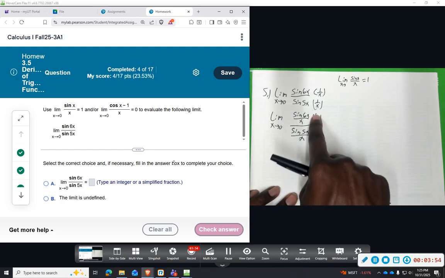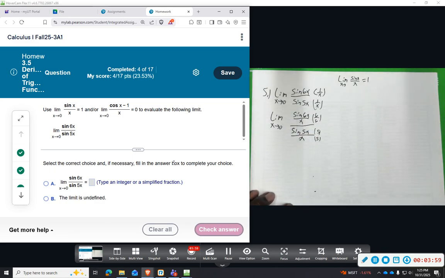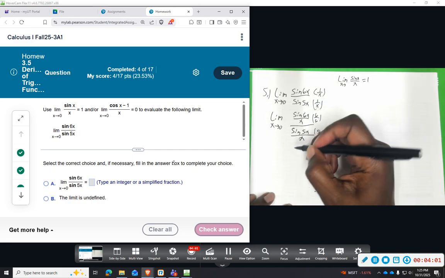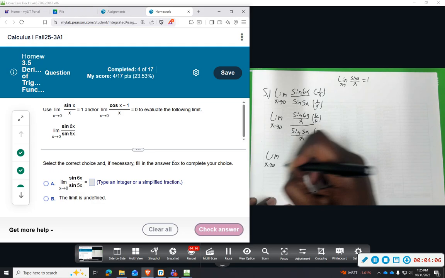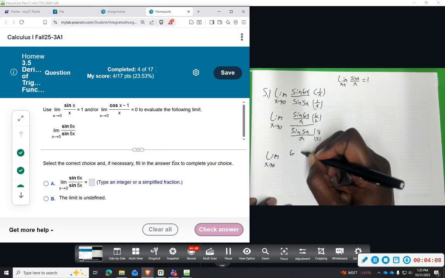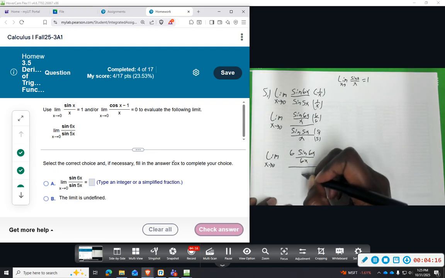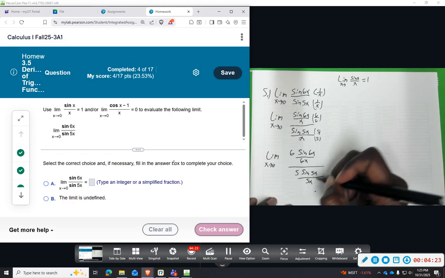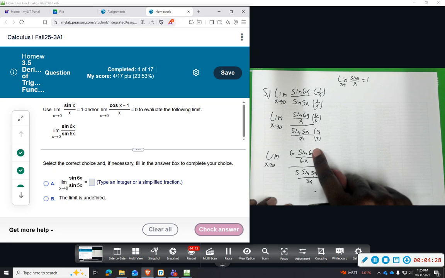It's kind of like multiplying by 1. 6 divided by 6 is 1, so we're just disguising that 1 as a different value. That's going to give us the limit as x goes to 0 of 6 times sine of 6x over 6x divided by 5 times sine of 5x divided by 5x. Okay, so now at this point it looks similar. The angle is the same as that.